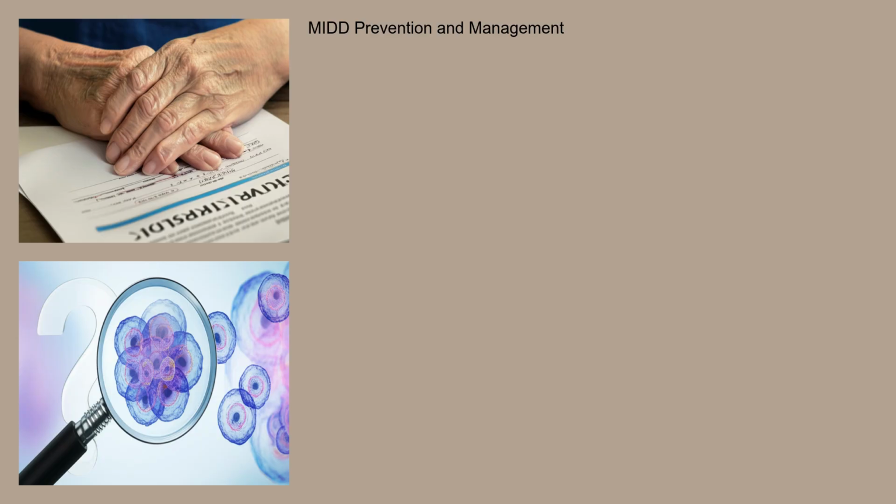Currently, there are no specific preventative measures for MID. Given that MID is often linked to plasma cell disorders, early detection and management of these disorders may potentially reduce the risk. Regular medical check-ups and monitoring of kidney function, especially in individuals with a family history of kidney disease or those at risk of developing plasma cell disorders, are essential.